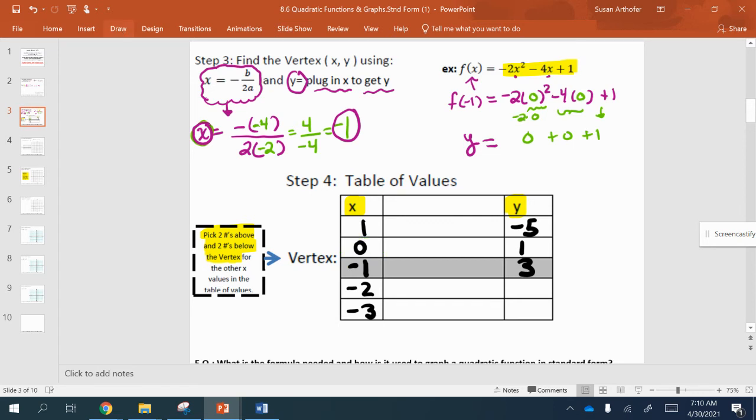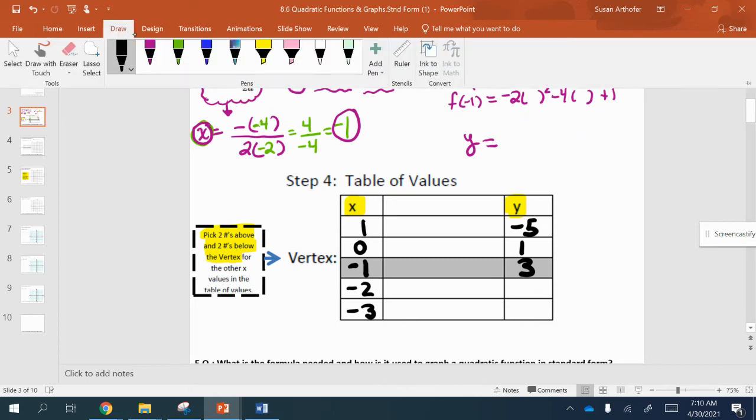Now watch what happens when we plug in the next number. Hit pause if you need a minute. Oh, darn, oh, good, it came back. I almost got rid of that on accident.